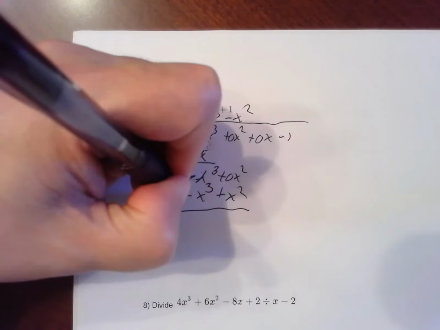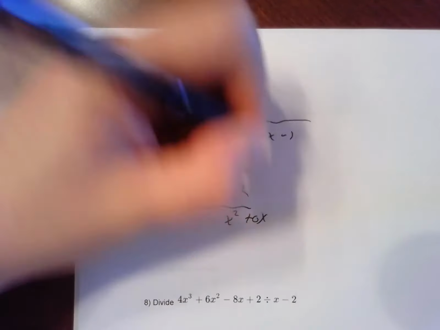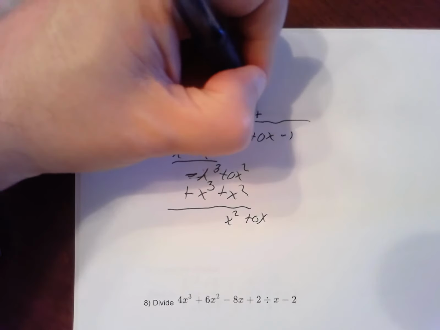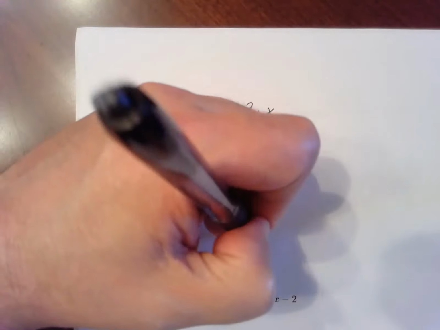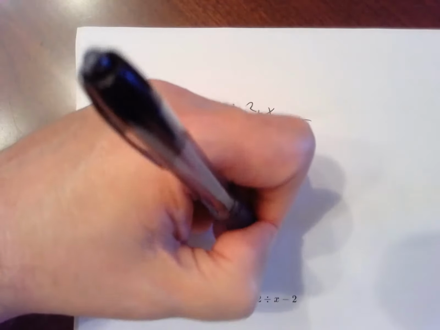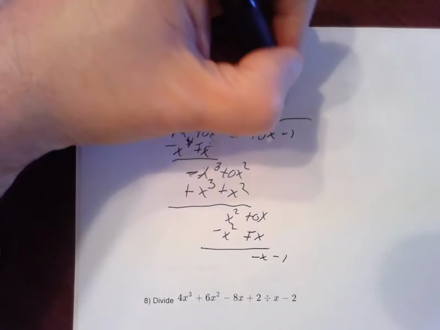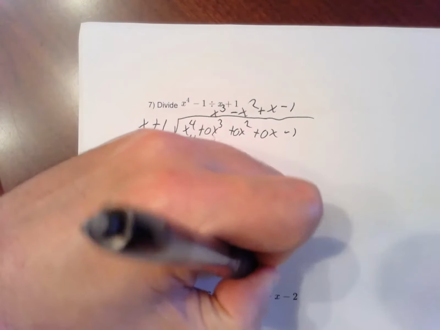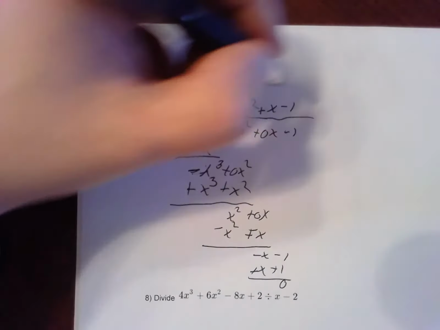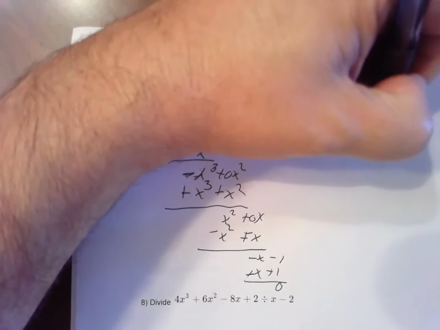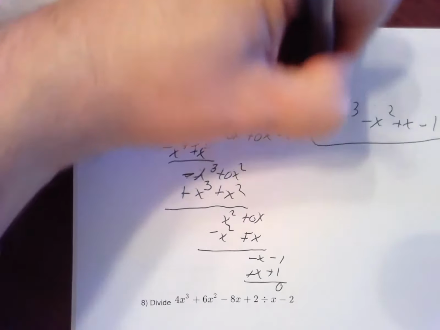Draw the line, change the signs. It's x squared plus 0x. It's just a 1 again, so plus x. X squared plus x. Draw the line, change the signs. Minus x minus 1, minus 1, minus x minus 1. Draw the line, change the signs. Remainder of 0. So x cubed minus x squared plus x minus 1.